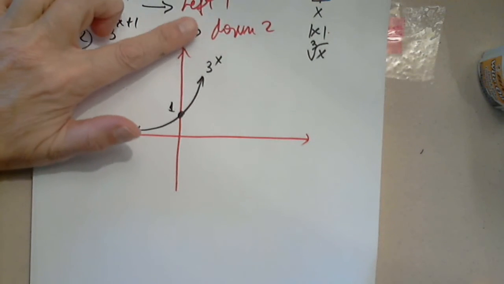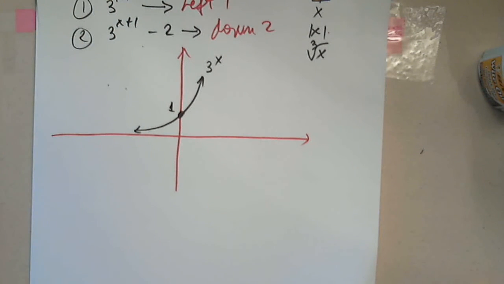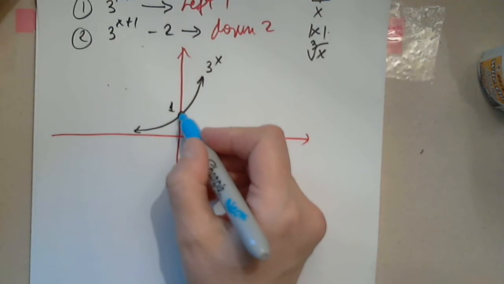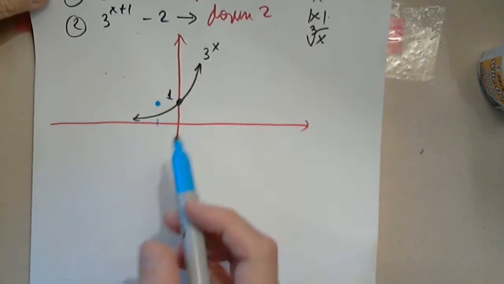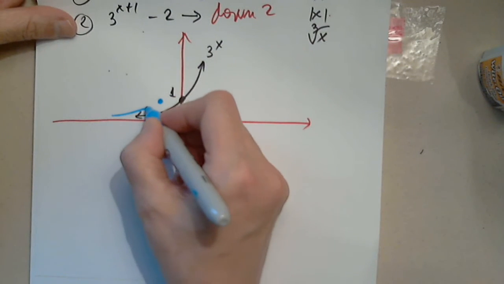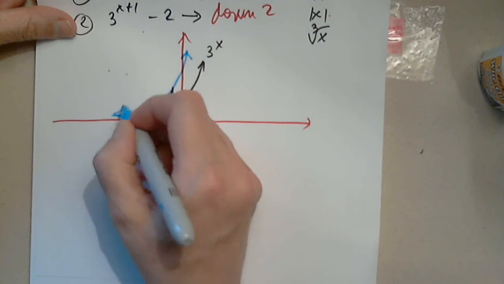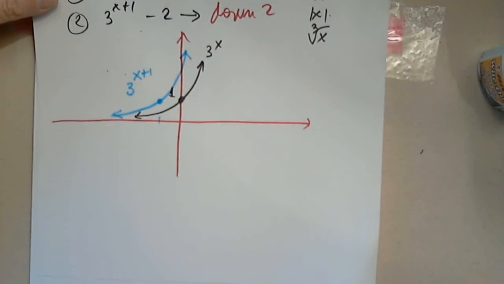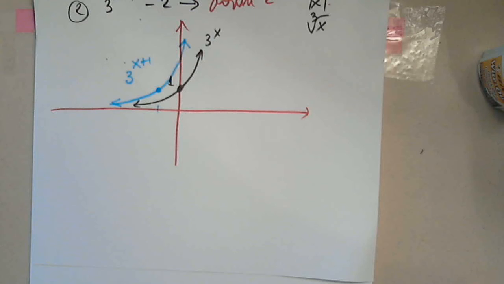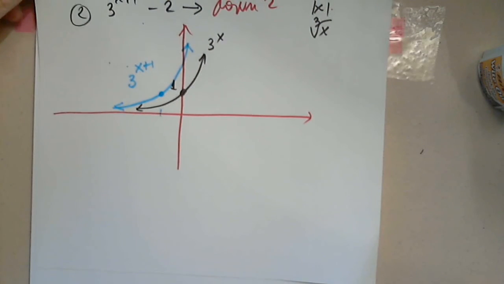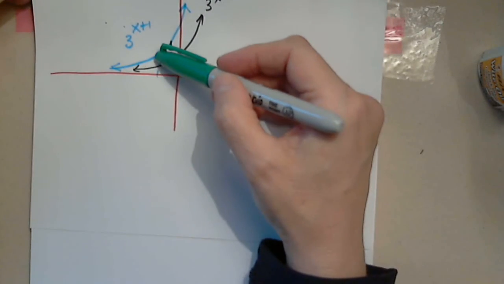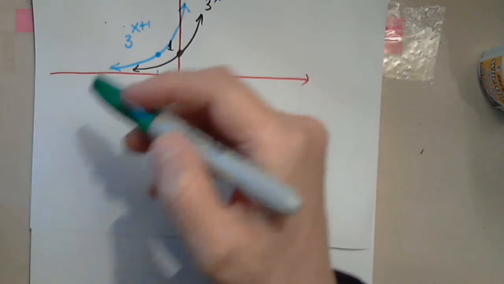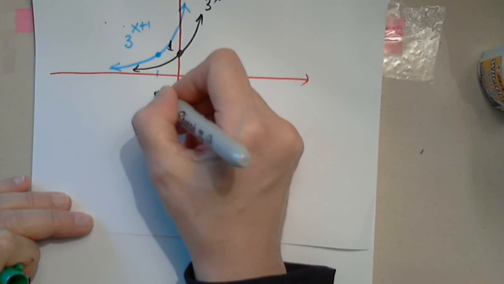Then we decided to move this function left 1. When I move this function left 1, all I have to do is move my marker. This is my marker point. I will move it left 1, and I graph again the same function. So this is 3 raised to x plus 1. Finally, you told me to move down 2. Okay, I'm looking at my point, 1, 2. So this point now moves here.